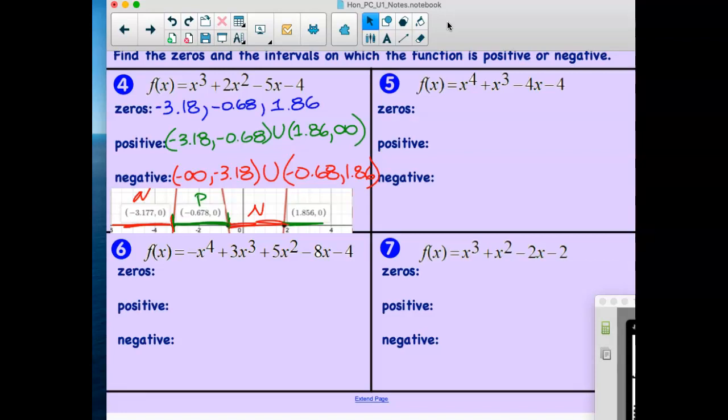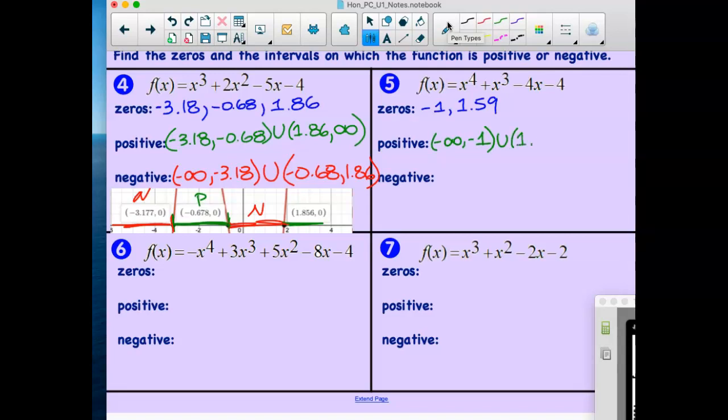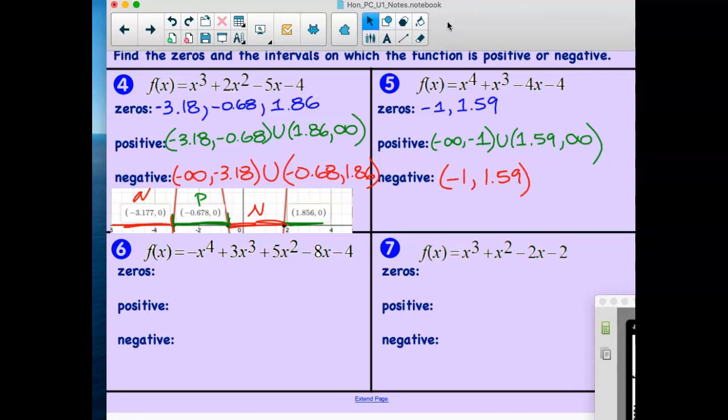Okay, so this fourth degree over here, your zeros are going to be negative 1 and 1.59. Your positive interval will be from negative infinity to negative 1, and unite that with 1.59 to infinity. And then your negative interval will be just the space in between if you were to look at that graph, negative 1 and 1.59. Okay, moving on.